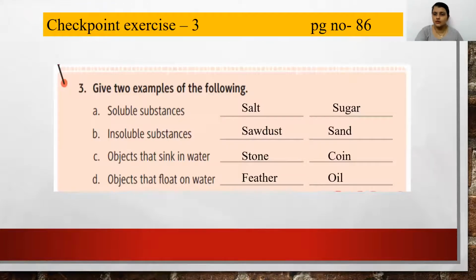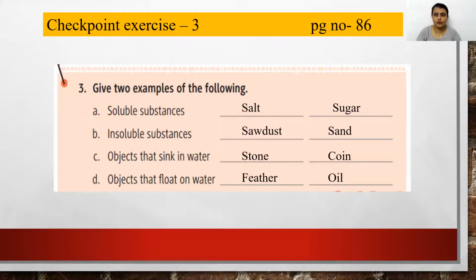Now, children, we are going to solve checkpoint exercise 3, which is given on page number 86, right? So, give two examples of the following. A. Soluble substances. Salt and sugar are the substances which are soluble in water. So, they are called soluble substances. B. Insoluble substances. So, what are insoluble substances? Sawdust, right? Sand, then we can even use chalk powder also, right? So these are the examples of insoluble substances.